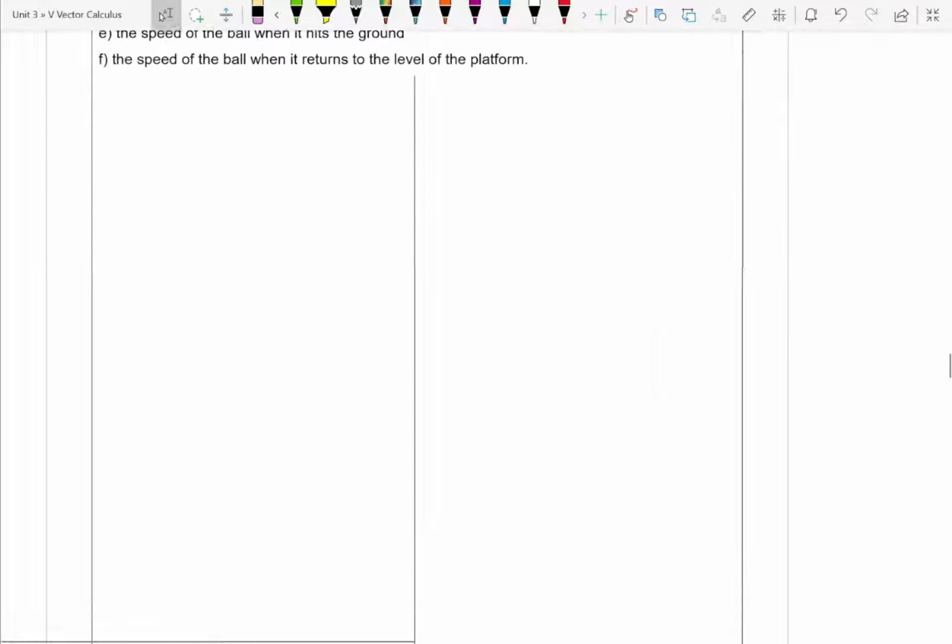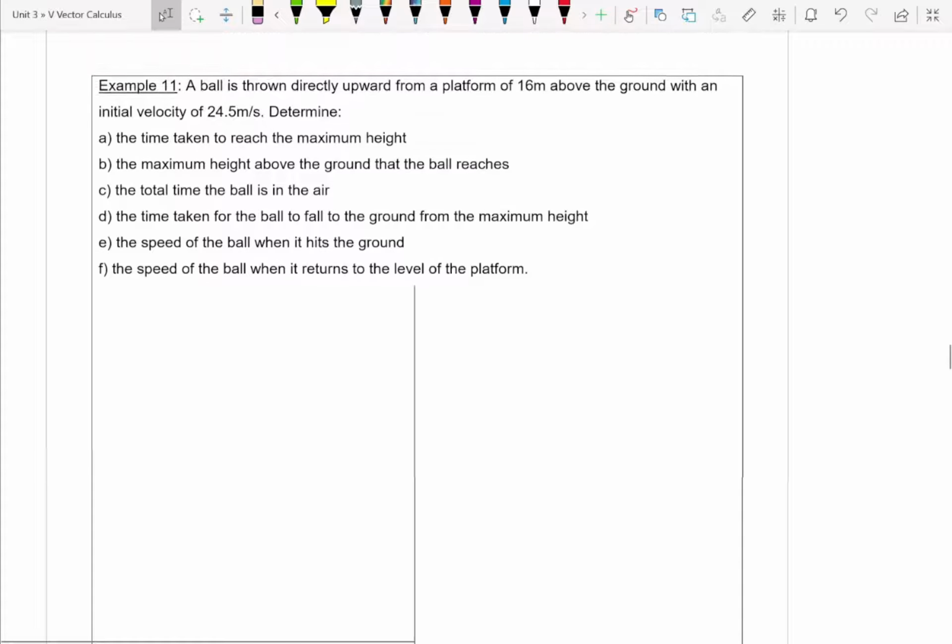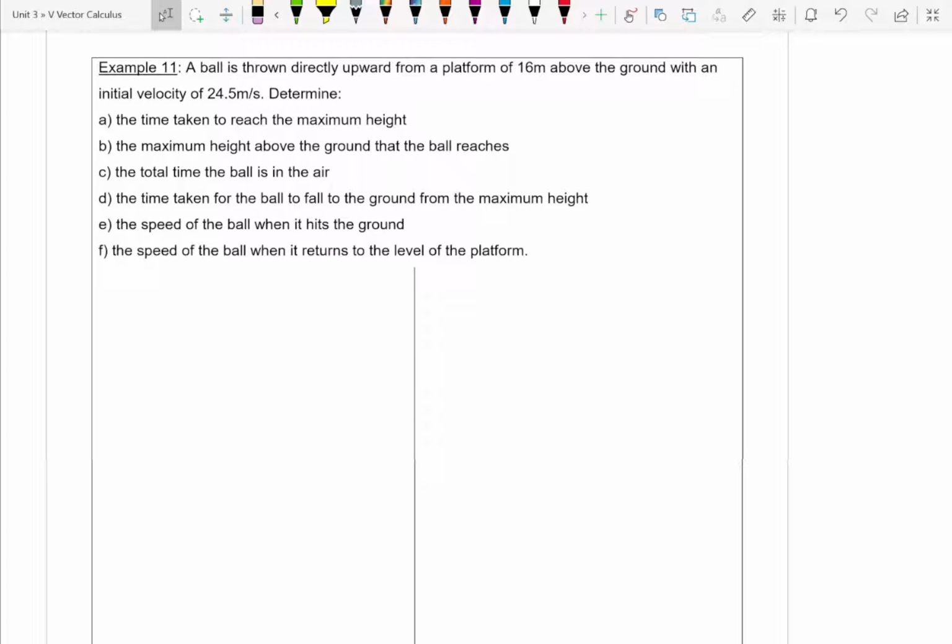Last example for the video, I believe. Yep. We have a ball thrown directly upward from a platform 16 meters above the ground. So this is giving us an x value that isn't 0 as our starting point. It's 16 meters above the ground. So there's our ground, here's our starting point. It's going to go straight up, and then it's going to come straight down. That's what we've seen all our lives. And it's going to have an initial velocity of 24.5 meters per second.